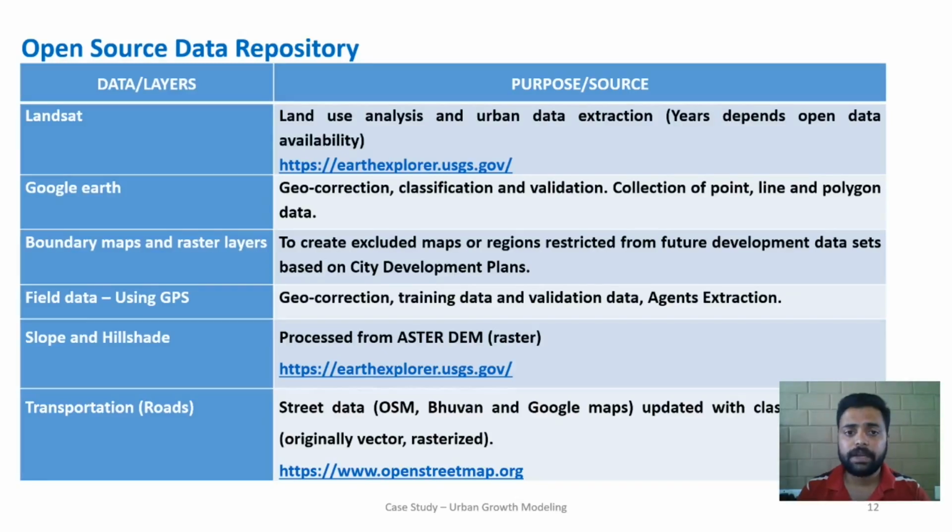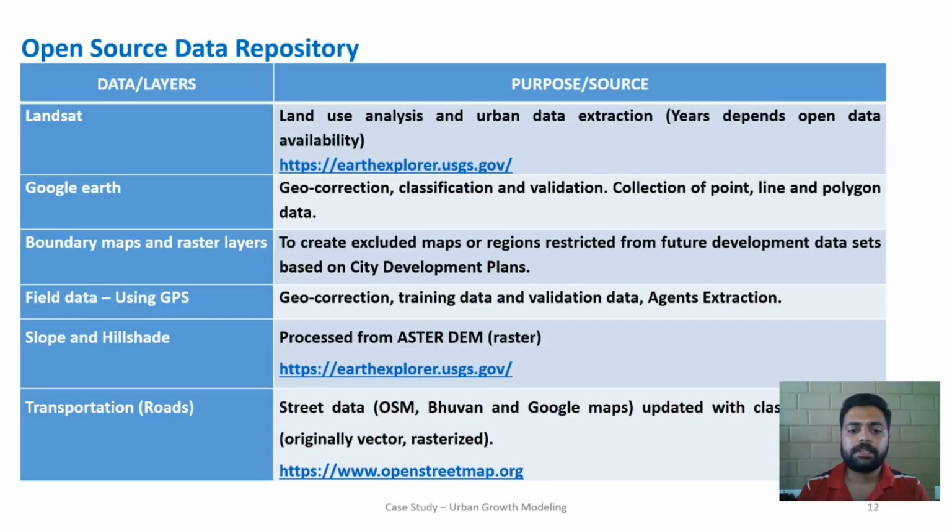Then how do you get the data? So these data are freely available. We are completely dependent upon open source data sets. Landsat data can be downloaded from Earth Explorer. It will be helpful in your land use analysis and urban data extraction. And then we have Google Earth. This is basically used for geo correction, classification and validation. More details will be taught to you. I think it is already finished in the theory class. And it will also help in collection of point, line and polygon data.